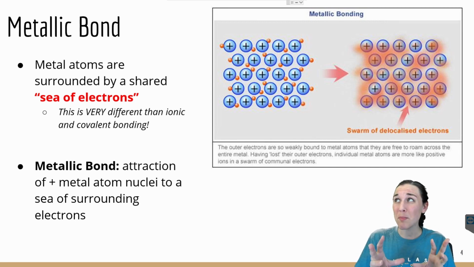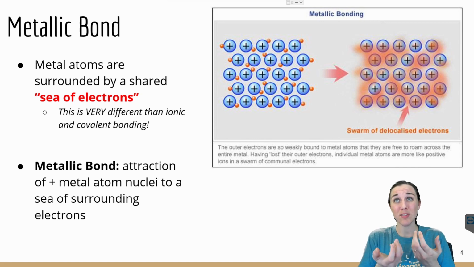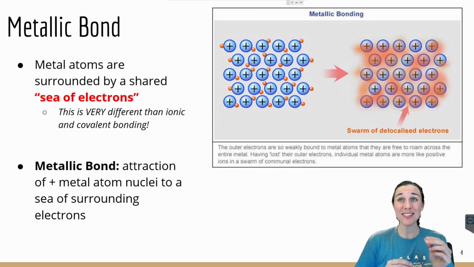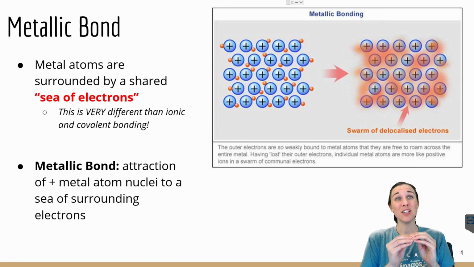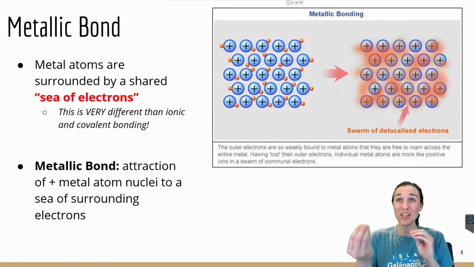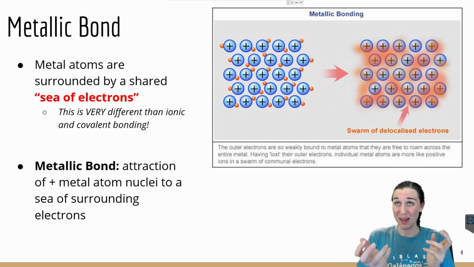So none of them own their own valence shell electrons because it's owned by the community of positively charged metal atom nuclei. So literally, a metallic bond is the attraction of the positive metal atom, the nucleus, the protons, to a sea of surrounding electrons that are shared in a whole community of these metal atoms.